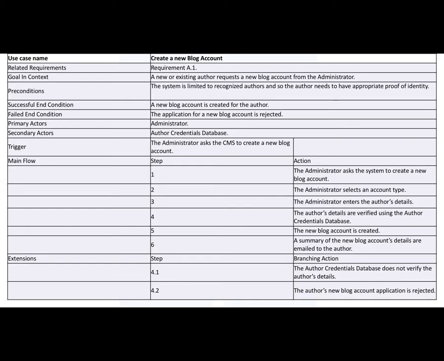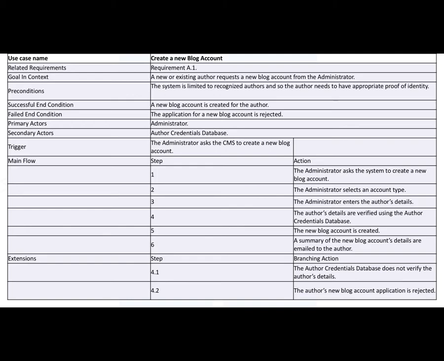So the first step is that the administrator asks the system to create a new blog account. The administrator selects an account type. The administrator enters the author's details. The author's details are verified using the author credentials database. A new blog account is created. A summary of the new blog account's details is emailed to the author.